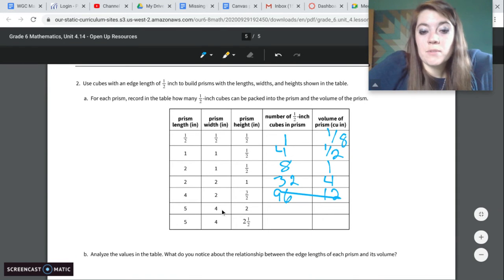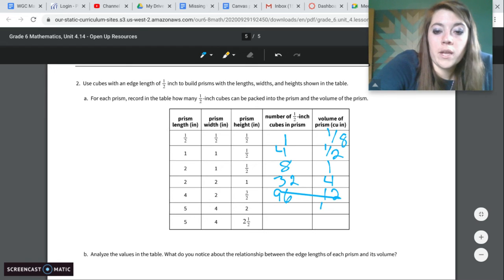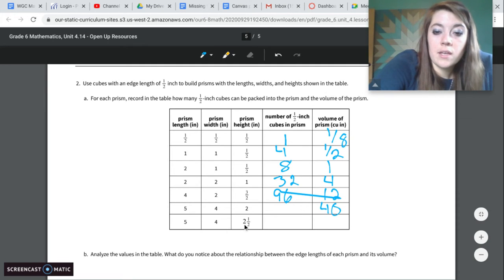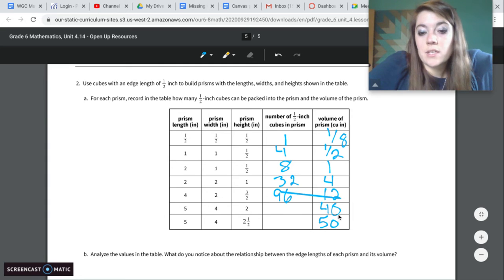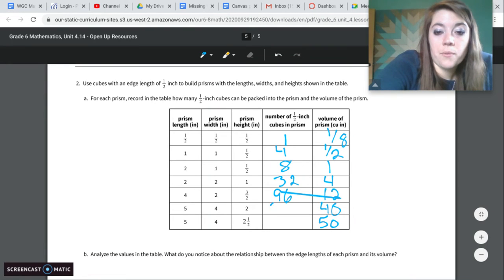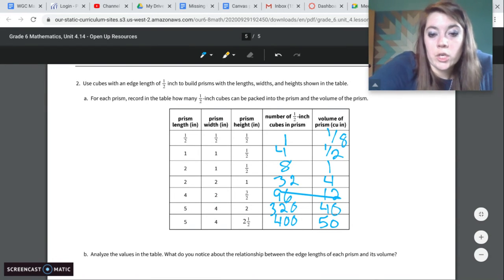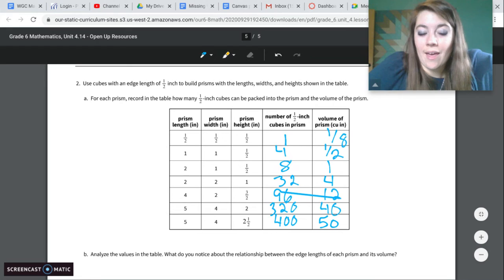For the next one, 5 times 4 is 20, times 2 is 40. 5 times 4 is 20, times 2.5 is 50. Now, to find the number of half inches, we're going to multiply each of these by 8. So 40 times 8 is going to be 320, and 50 times 8 is going to be 400. That would take a lot of cubes to put together.